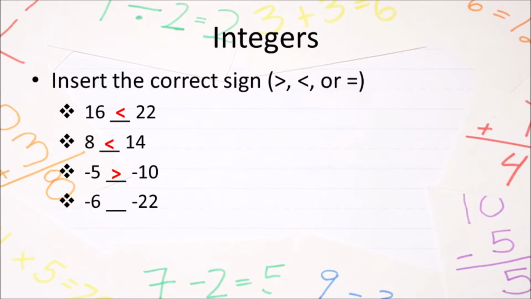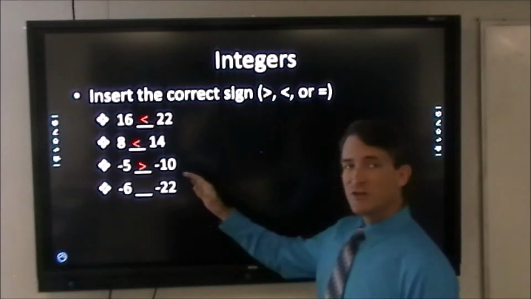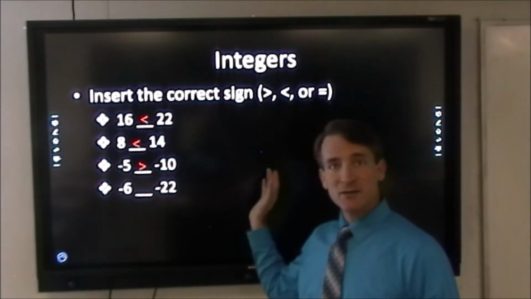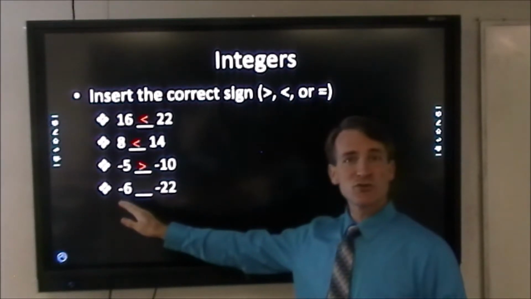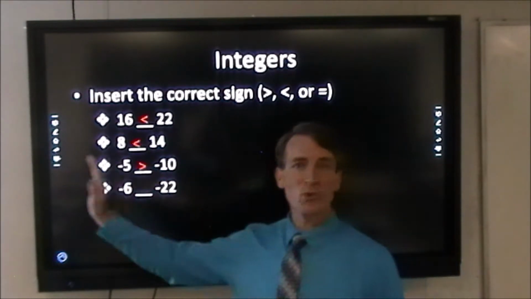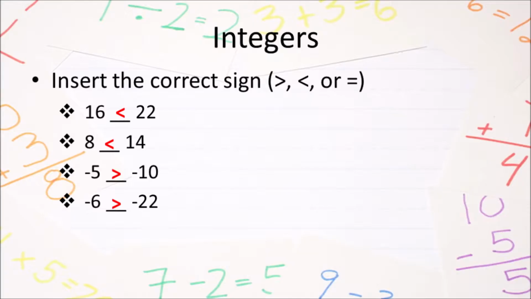If we go with negative 6 and negative 22, again, two negative numbers, so we need to slow down and think. On a number line, which one is going to be further to the right? Negative 6 is closer to 0, negative 22 is way down there, and therefore negative 6 is the greater value. So negative 6 is greater than negative 22.